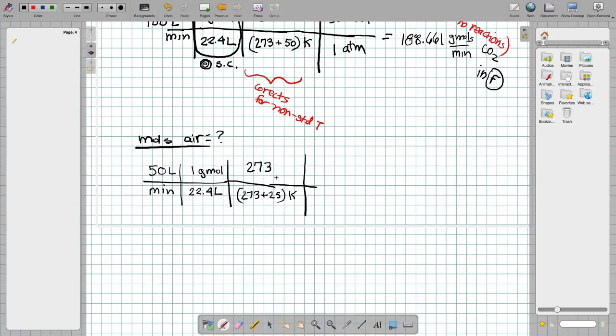And as you can see, I set up the ratio of the actual temperature to the standard temperature in such a way that it'll increase the volume occupied by 1 gram mole of the gas. That's the way we would expect it to happen: as the temperature goes up, we'd expect it to occupy more volume. We don't actually have to correct for pressure in this case because it's coming in at 1 atmosphere. And so if we multiply all this out, we find that the molar flow rate of air coming in is 2.0449 moles per minute.